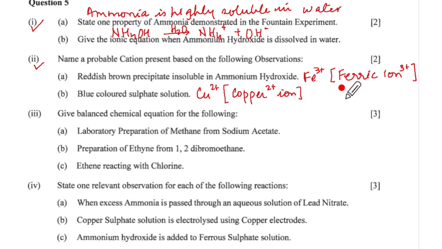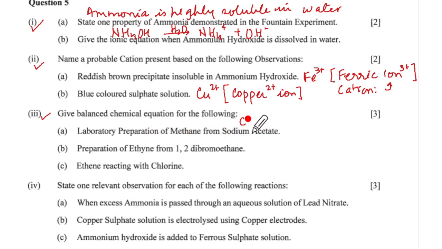Or you can mention that the cation is ferric ion and here you can say the cation is copper 2 plus ion. Give balanced chemical equation for the following. Laboratory preparation of methane from sodium acetate.